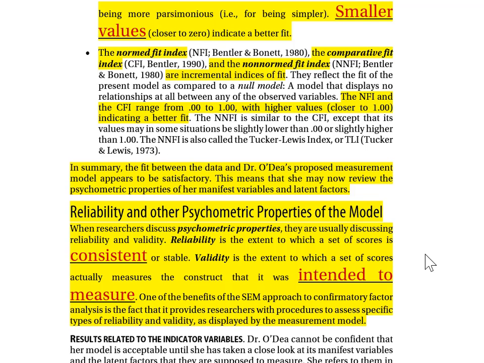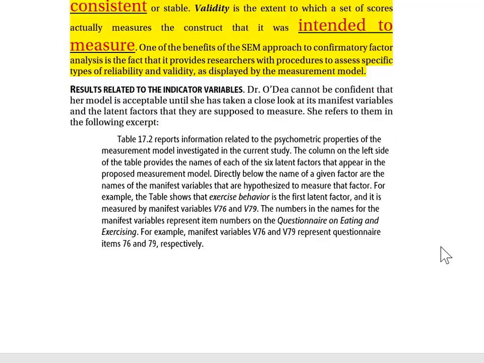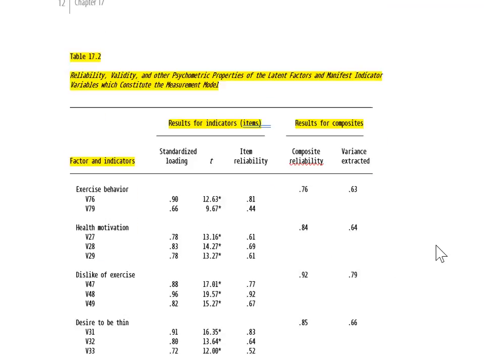One of the benefits of structural equation modeling approach to confirmatory factor analysis is the fact that it provides researchers with procedures to assess specific types of reliability and validity as displayed by the measurement model. Page 12, we have a great big table. On page 12, we have a table that's headed Table 17.2, Reliability, Validity, and Other Psychometric Properties of the Latent Factors and Manifest Indicator Variables that Constitute the Measurement Model. Let's take this table just one column at a time.